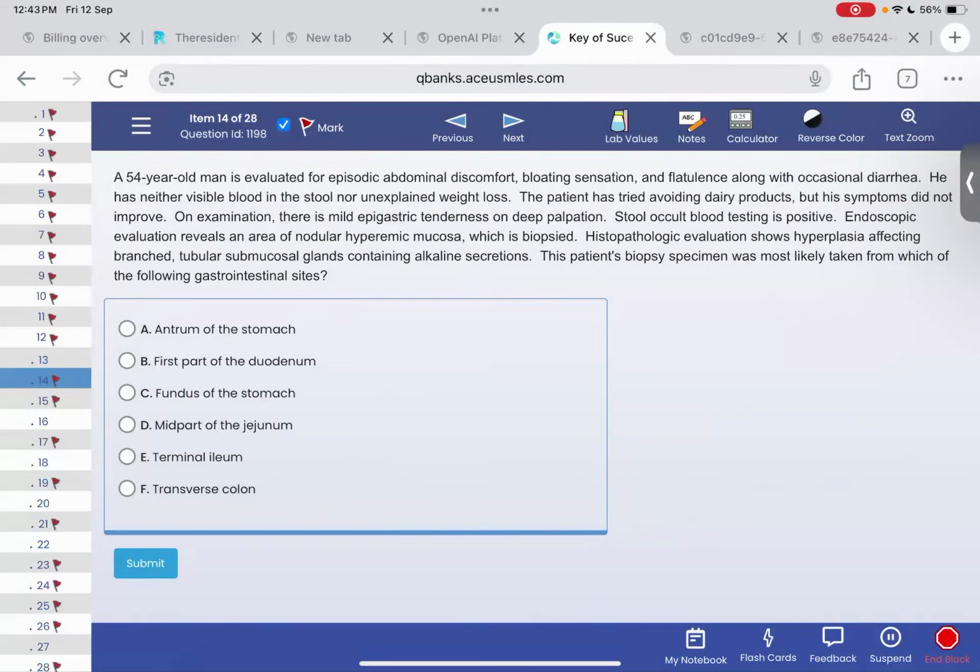Is it a new question or an old one? The patient biopsy specimen was most likely taken from which of the following gastrointestinal sites? Oh yeah, it is the old one. This is the first part of the duodenum.